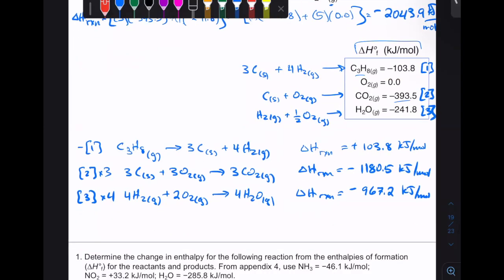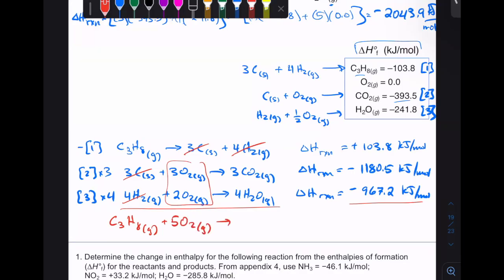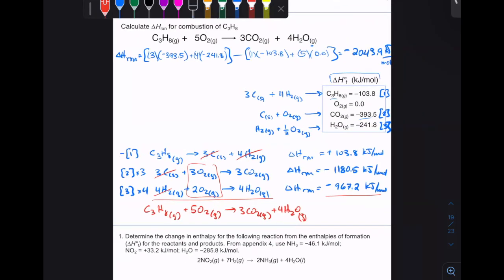So once again, if these add up, then these will add up. 3 carbon cancels with 3 carbon. 4 H2 cancels with 4 H2. That's it. So let's bring everything down. We've got 1 mole of C3H8 gas. On the reactant side, we have 2 plus 3 equals 5 moles of oxygen gas. And then on the product side, we've got 3 moles of CO2 gas and 4 moles of H2O gas. So that's exactly what we wanted, which means we did our Hess's law correctly.